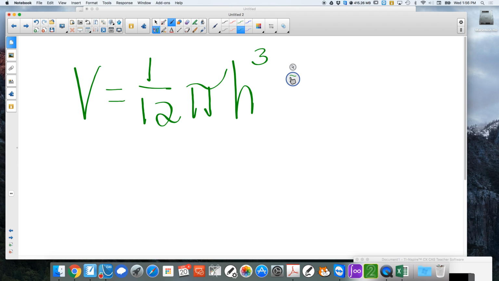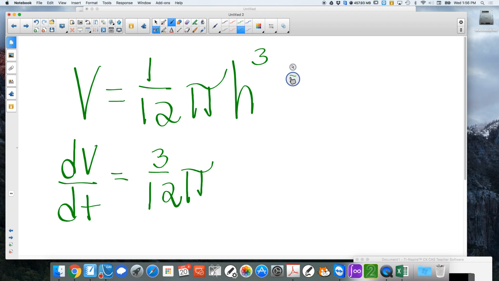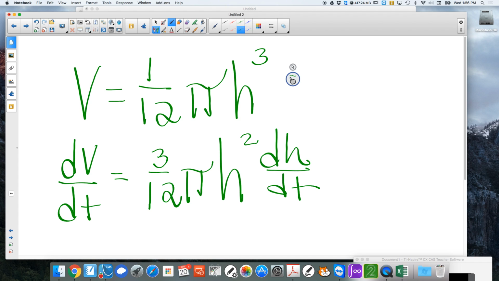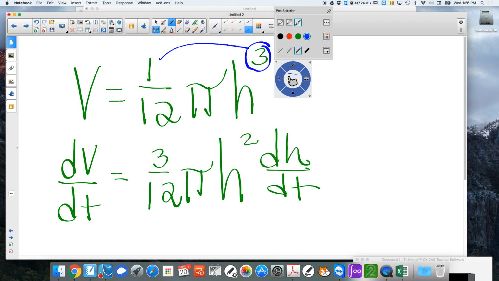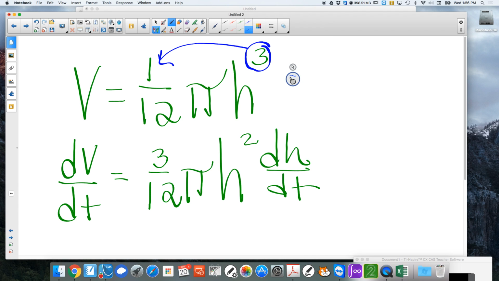Let's take its derivative. What's the derivative of V in terms of time? dV/dt equals 3/12 pi h squared dh/dt. Where did that 3 on top come from? That is 3/1, right, when I took the derivative of that 3. I like this pen, this thickness. So that's our relationship right there.